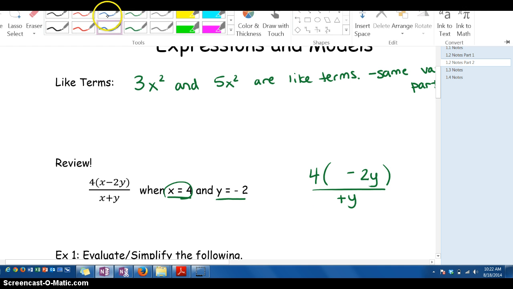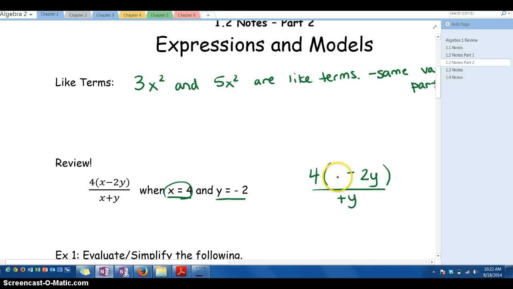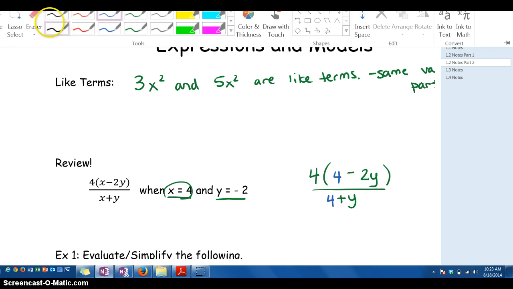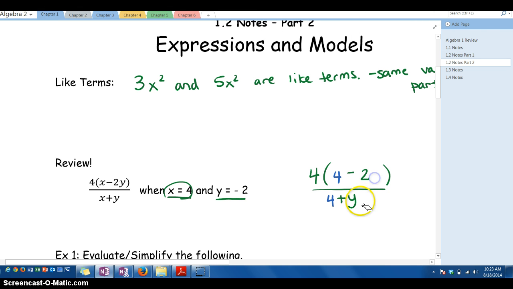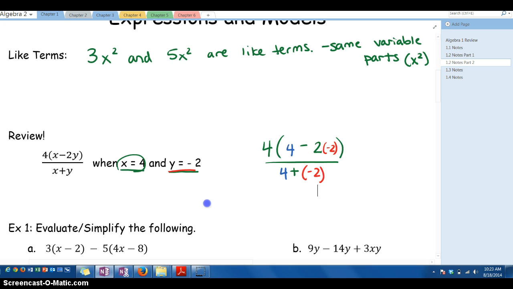with the 4. And then we're going to erase the y's that we have, and we're going to replace those with negative 2, according to this. Alright, and then we're going to use our order of operations to simplify further.